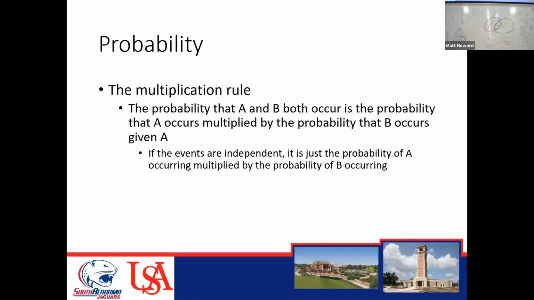Yeah, for the purposes of this class, if there's anything about the multiplication rule, we will not talk about dependent events. We're just going to assume they're independent. And all the questions will say assuming that they're independent. Yep, good question. Any other questions?